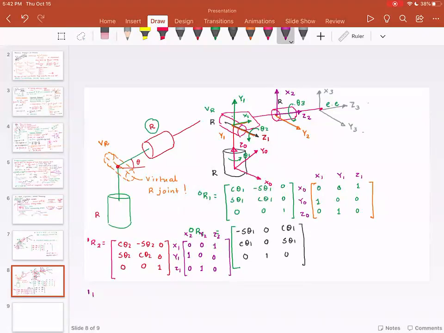So I have 1R2 is equal to: first row first column minus sine theta 2, first row second column 0, first row third column cosine theta 2; second row first column cosine theta 2, second row second column 0, second row third column sine theta 2; 0, 1, 0. Okay, everyone understood what I have done?